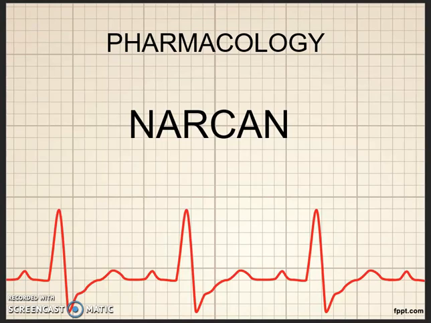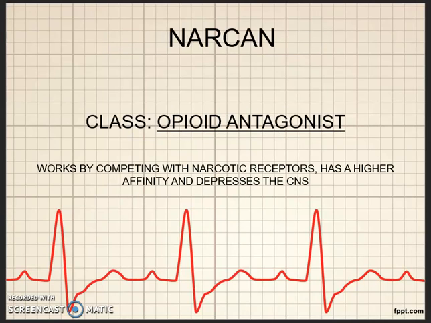Today we're going to be going over Narcan, also known as naloxone. The class for Narcan is an opioid antagonist, and as a quick review, antagonists are designed to inhibit or counteract the effects of drugs, or the undesired effects caused by those drugs. Narcan works by competing with the narcotic receptors. Opioids have a much higher affinity, therefore depressing the central nervous system, causing significant respiratory depression.